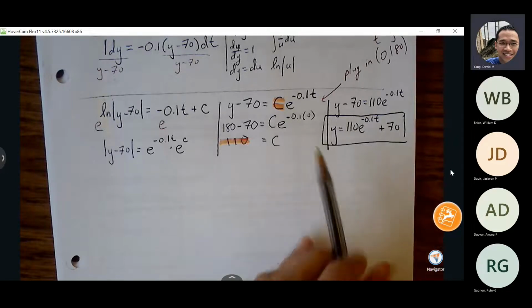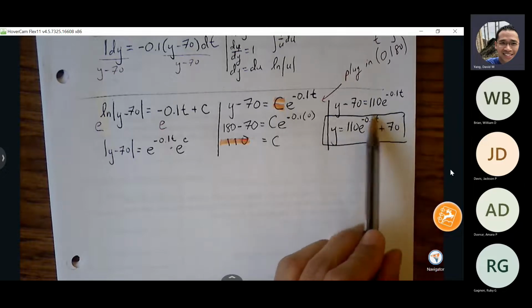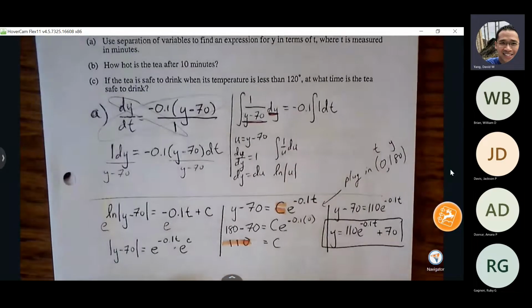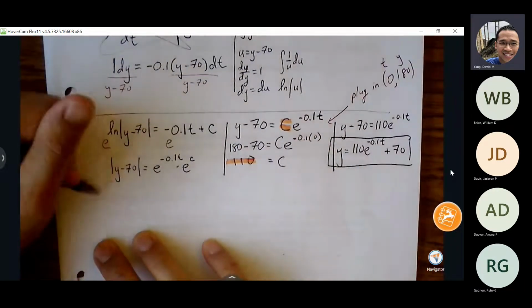Okay, so this equation is going to tell us what the temperature of the tea is at a certain moment in time. So that goes to part B. How hot is the tea after 10 minutes? We have our equation that will tell us that. So just plug in.